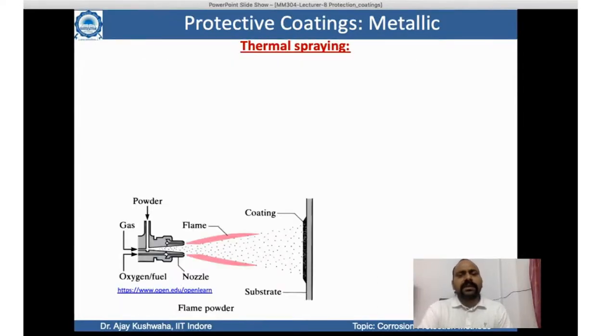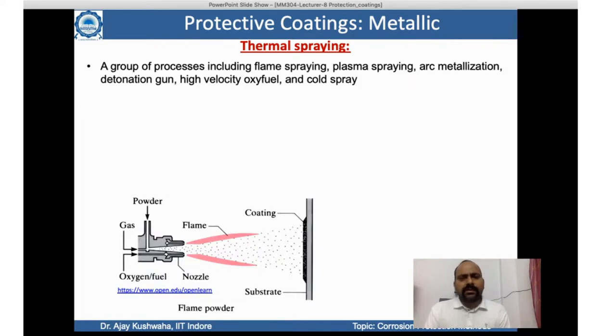Next one is thermal spraying. Again, we spray a hot solution of metallic ions over the surface of the metal or alloy which we want to protect. See, it's simple here. Let's say the gas is there and then the powder of that metal, and a mix of this gas and powder, and then the flame. We are creating a kind of hot flame, and that is going to deposit over the surface of the metal. So here again, a variety of different techniques are there.